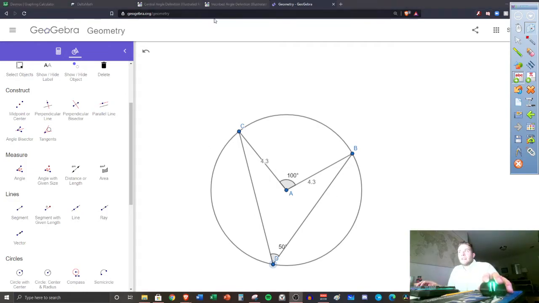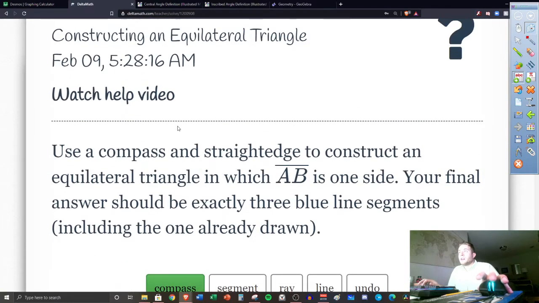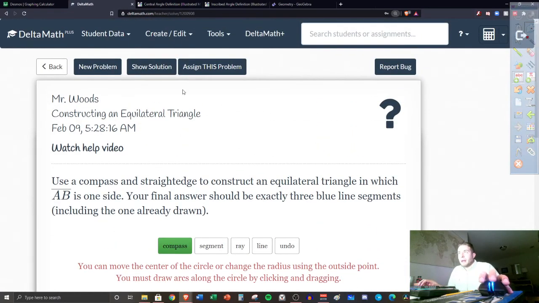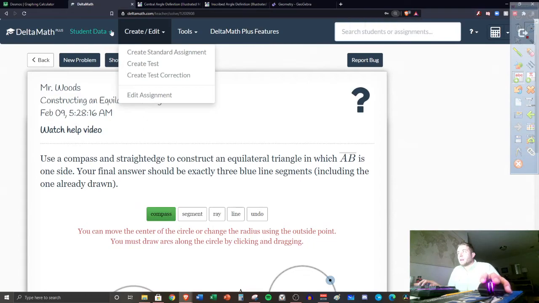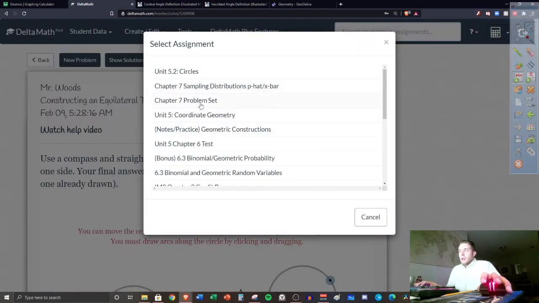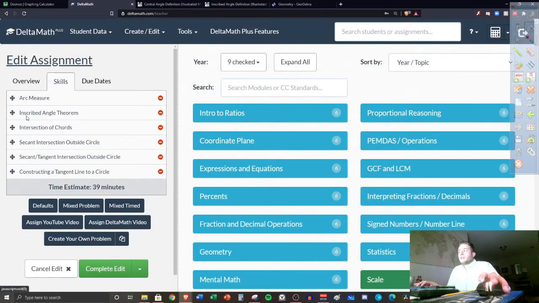Anyway, enough nerding out. Let's actually apply this information to some questions. So let's go ahead and get Delta Math opened up. Go open up Delta Math on your 5.2 circles. You'll see that section is newly opened up. I actually need to move some parts around here. Yeah, that's fine. Complete edit.